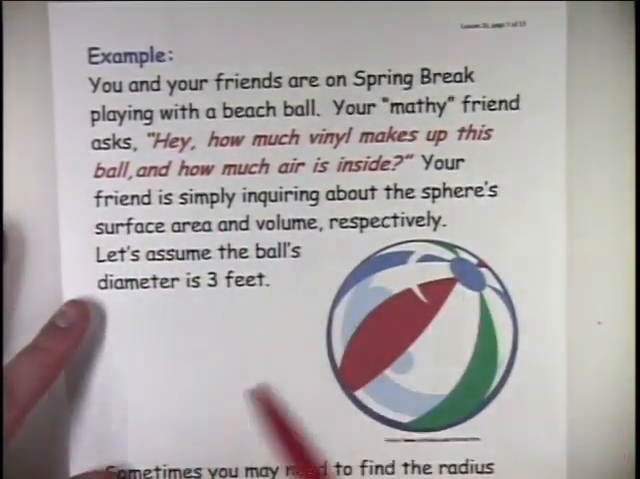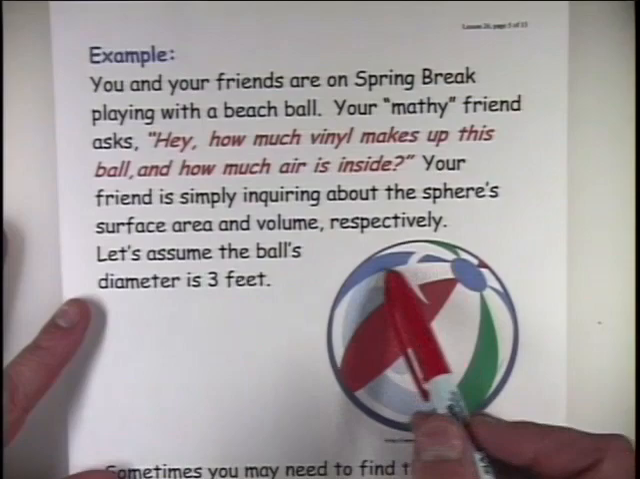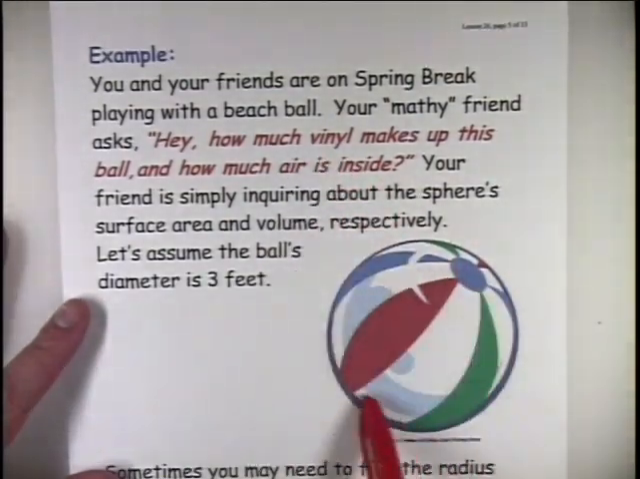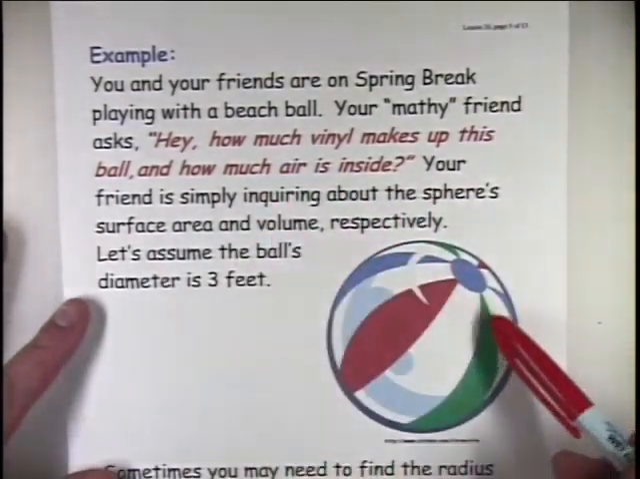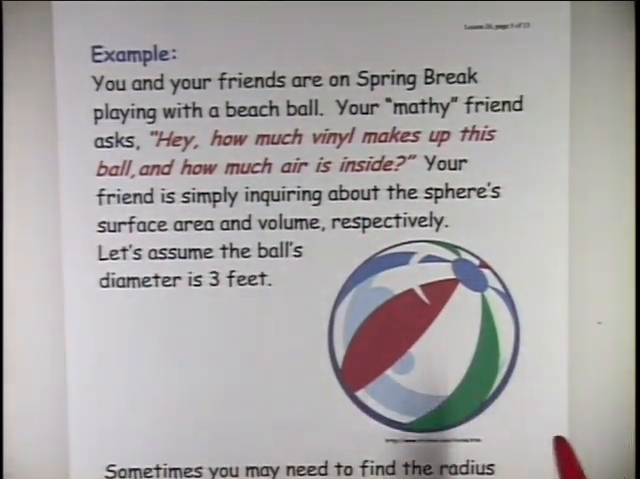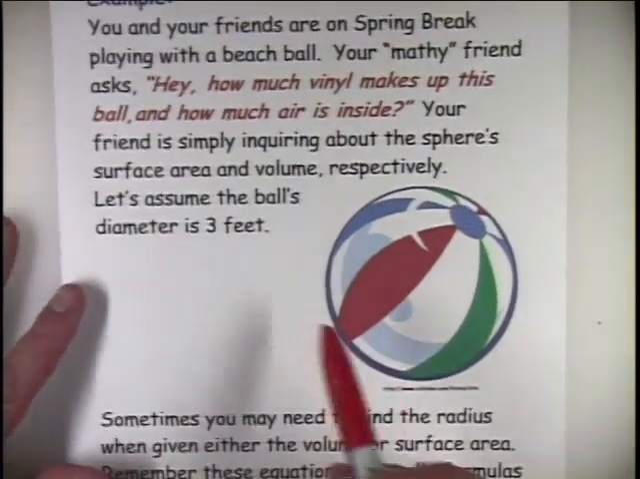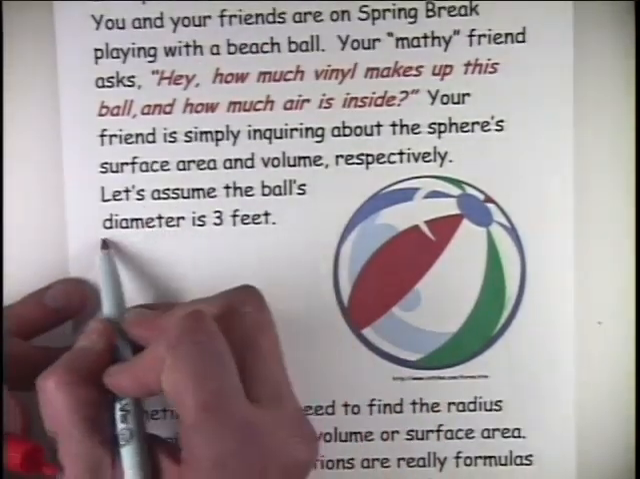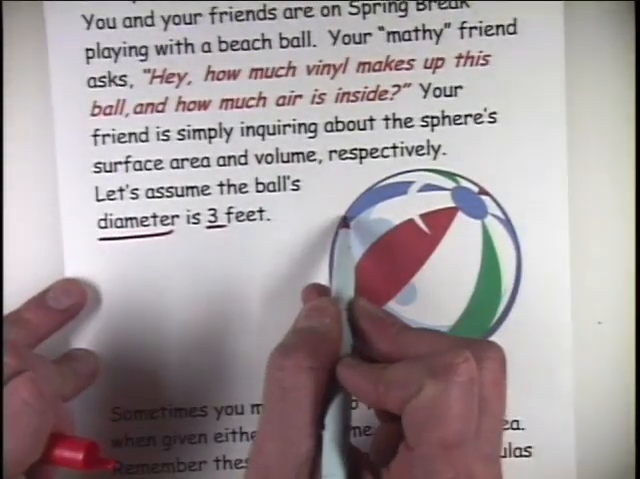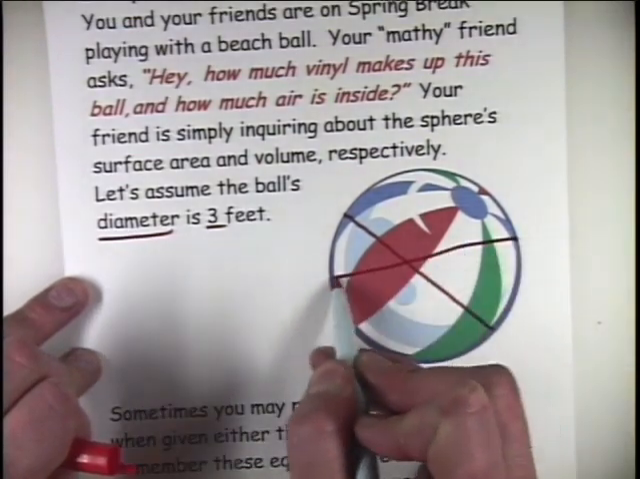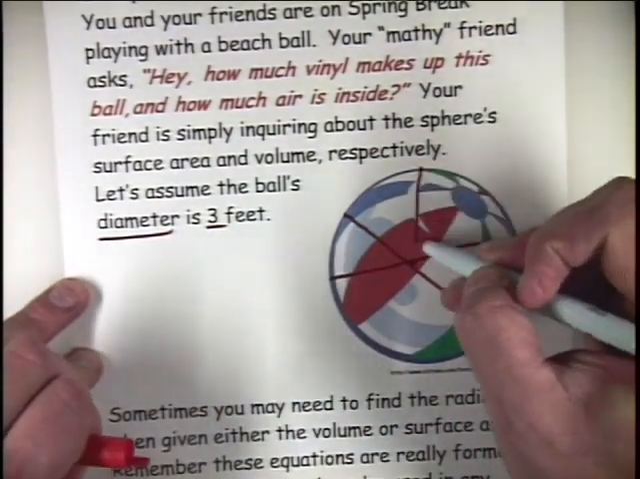Your friend is simply inquiring about the sphere's surface area, which is the amount of material used to construct its outer surface, and the amount of air that this ball contains is its volume. Okay? So this is a good math problem relating to spring break. Now let's assume that it's a big beach ball. Let's assume that the diameter is 3 feet. So that would be straight across from one great circle to the other. It doesn't matter. All great circles pass through the center.